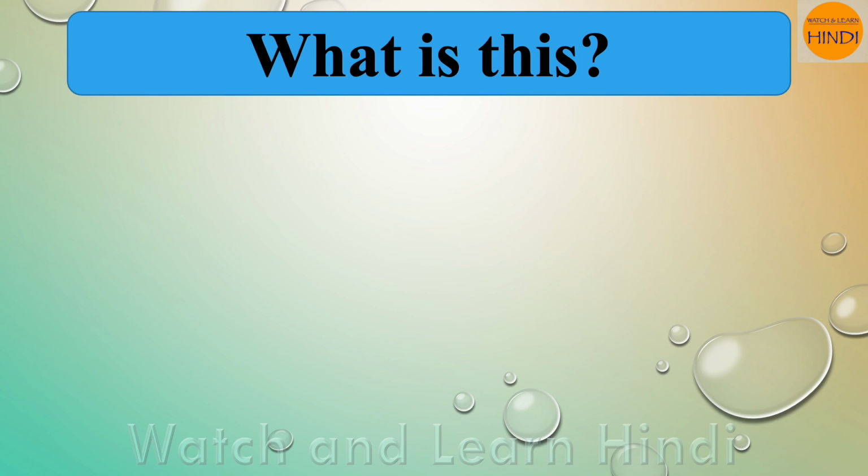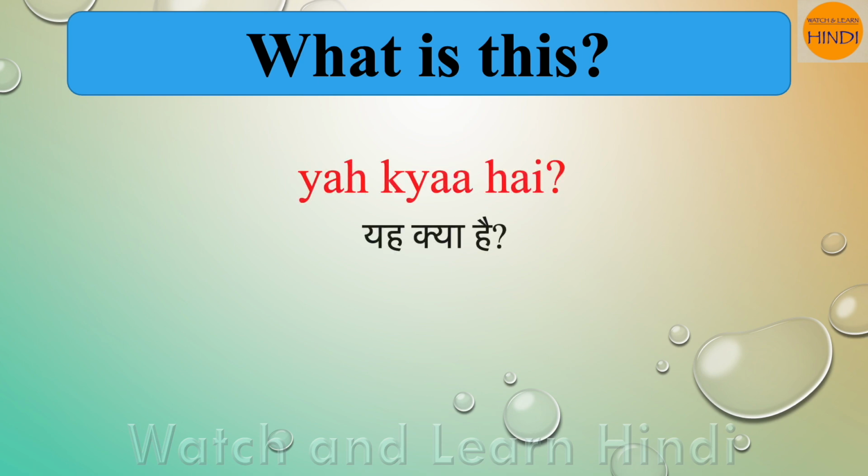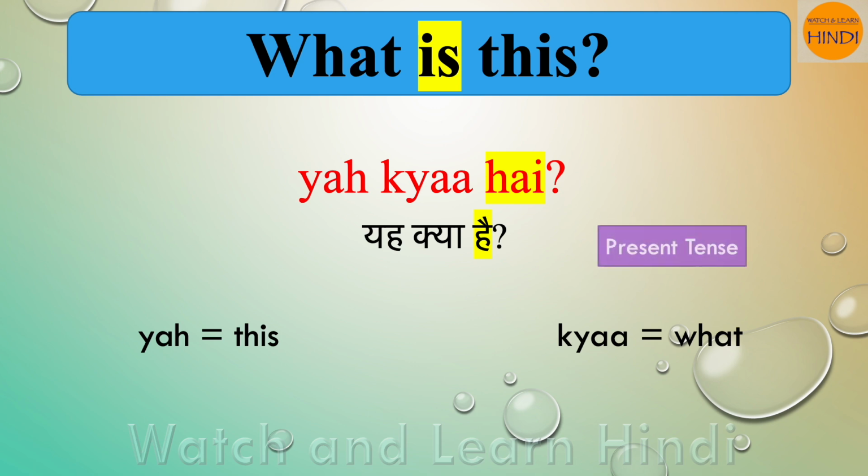And the first one is, what is this? In Hindi, this will be, yeh kya hai? Where yeh is this and kya, as you know, is what. Hai corresponds to is. An important thing, a tip for you, is whenever a sentence is ending in hai, it means it is in present tense. Whether it's a regular sentence or a question, it means present tense. Yeh kya hai? What is this?